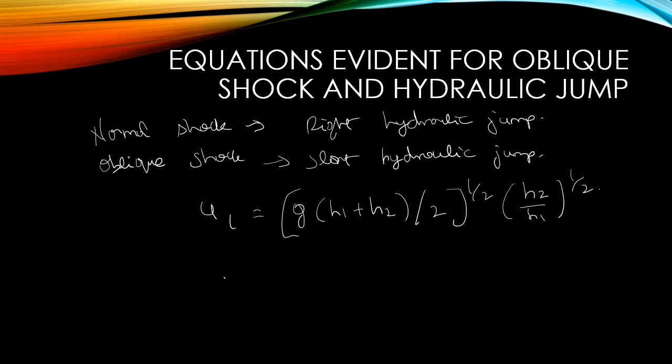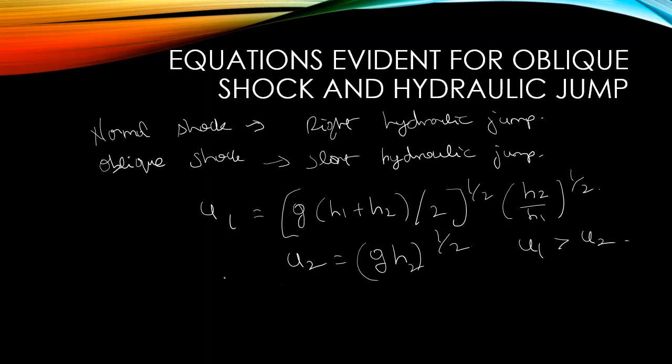What about the fluid particles ahead of the slant hydraulic jump, and then behind the slant hydraulic jump, what is the velocity? So ahead of this, u1 is equal to g times h1 to the power of 1 by 2. Behind it, u2 is g h2 to the power of 1 by 2. So this velocity is minimum, so u1 is always maintained greater than u2, right?